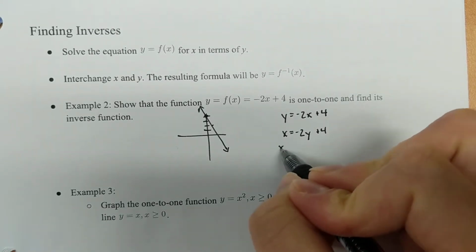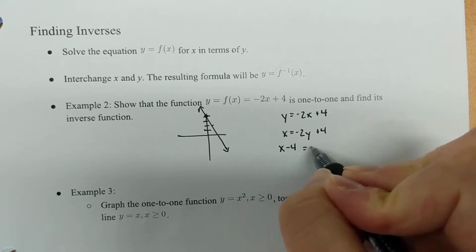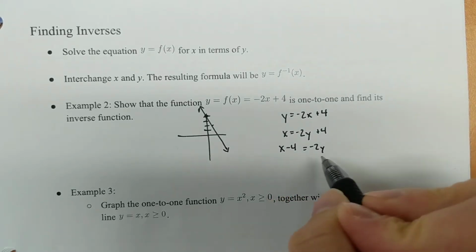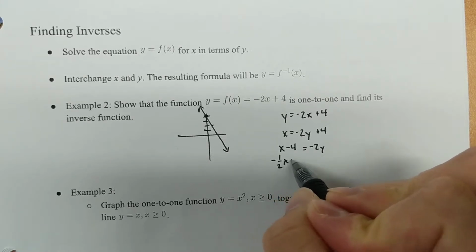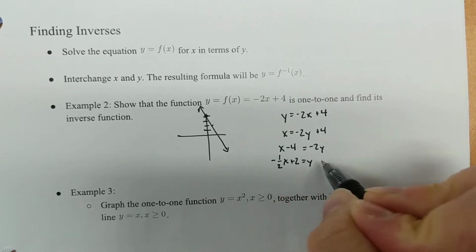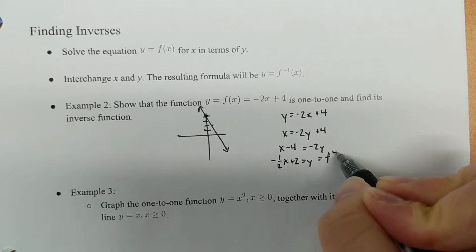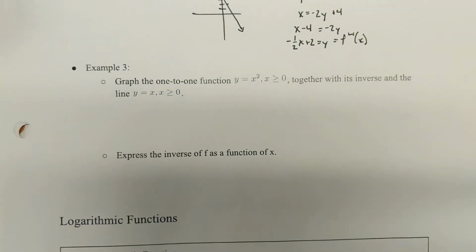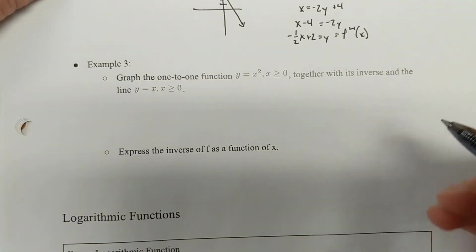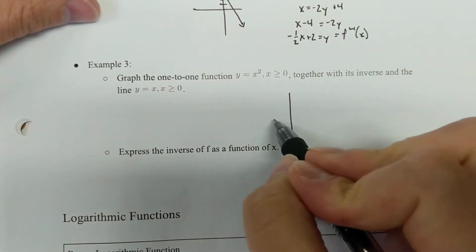So this 4 needs to come across, x minus 4 is equal to negative 2y. And then I need to divide everything by negative 2. So that's negative 1/2 x plus 2 is equal to y. And that's my inverse function. All right, so example 3, graph the one-to-one function with its inverse and the line y equals x.